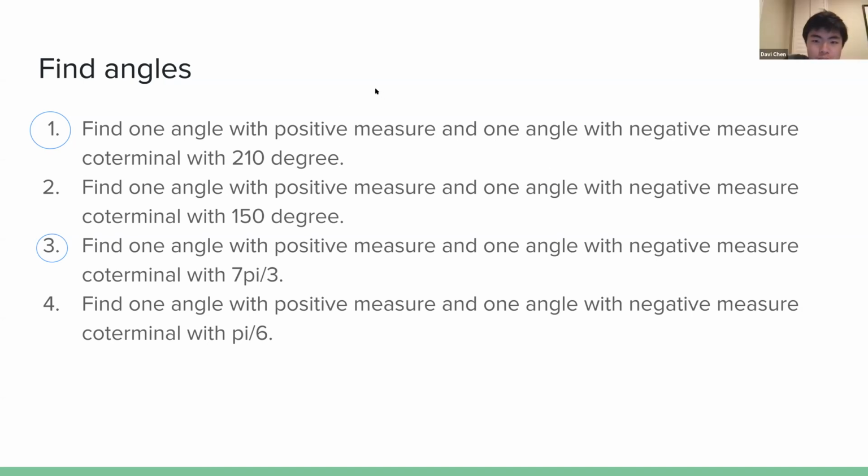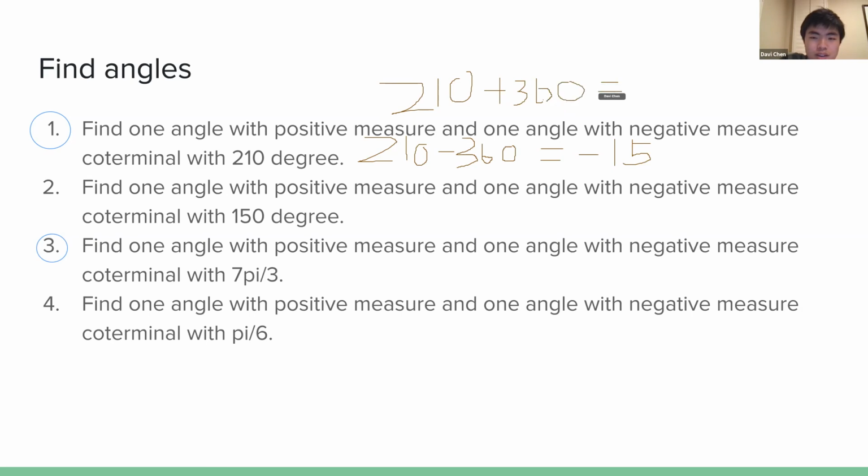So let me go over the answer. For the first one, 210 degrees. You just subtract 360, and you will get a negative coterminal angle. The answer will be negative 150. And for the positive coterminal angle, you use 210, add 360, you'll get 570, I think.